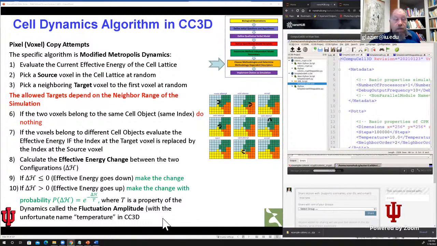And the reason it has the name temperature is because in the physics that this is derived from, it represented a fluctuation temperature in a particular kind of model called an Ising model. In reality, that T represents the force or energy that is generated by the cytoskeleton, which determines the probability of pushing uphill. And so calling it a fluctuation amplitude is more accurate.